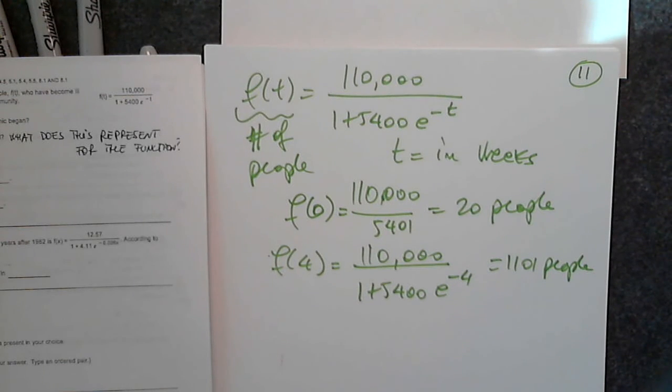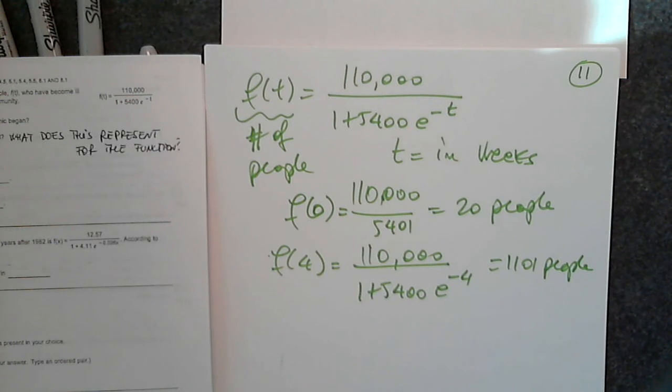1101. Now I want to put 20 weeks, and then I want 80 weeks, and then I want 100 weeks or 400 weeks. What is the limiting size of the population that it cannot exceed? It's 110,000, which is the numerator.